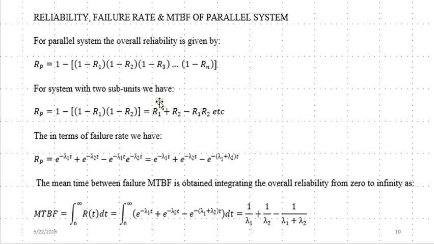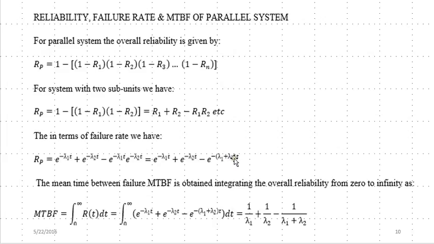Now let me assume my R1 is equal to exponential minus lambda 1 t. The other one should be exponential minus lambda 2 t. Now substituting them here, my overall probability, which is the reliability, is exponential minus lambda 1 t, plus exponential minus lambda 2 t, and then minus the product of the two. Now for these products, we apply the law of exponents. We take only one of them and add their powers, so that I will have exponential minus lambda 1 plus lambda 2 times t.